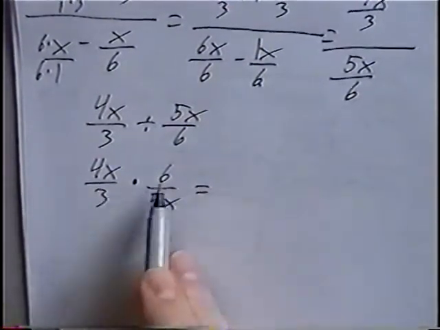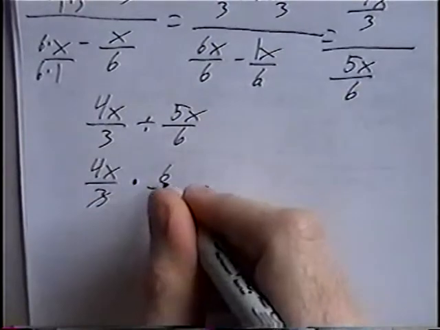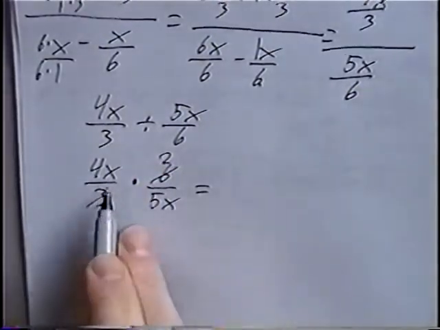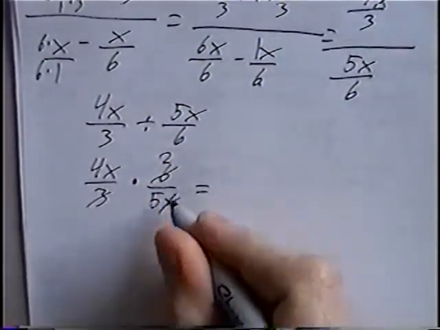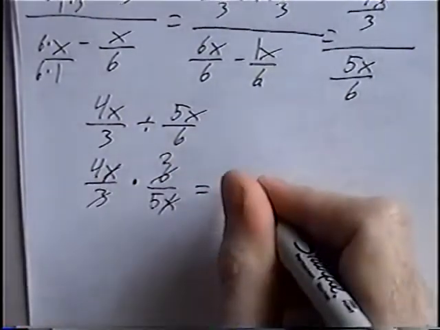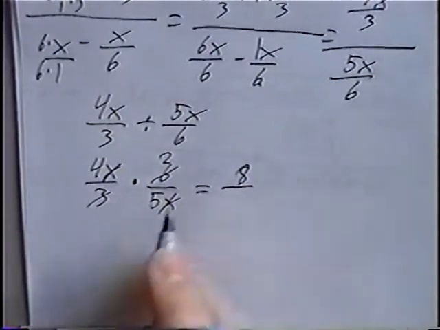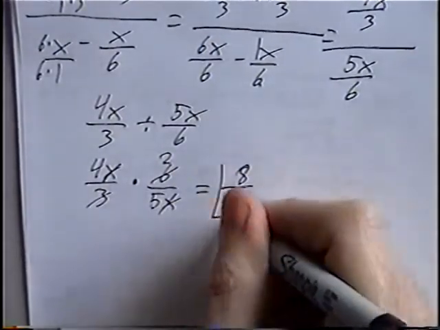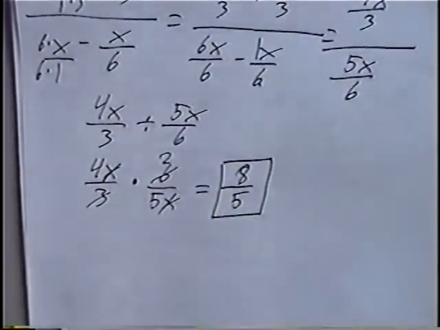You can also cross cancel. 6 divided by 3 would be 2. The x's here would cancel. And you'll be left with 4 times 2, which would be 8, and 5 in the denominator. So your final answer would be 8 over 5.